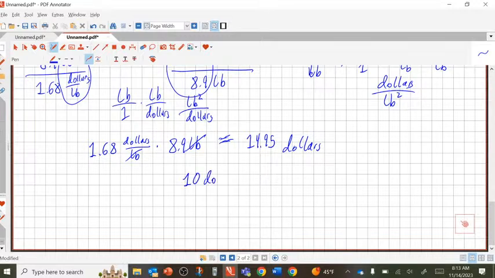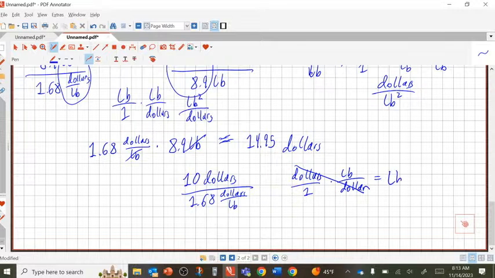Right. If you do $10 divided by $1.68 per pound, look at what happens here, y'all. If we do dollars over one times pounds per dollar, the dollars are going to eliminate, leaving only pounds, which is the unit that I wanted, right? That kind of gives you a hint.